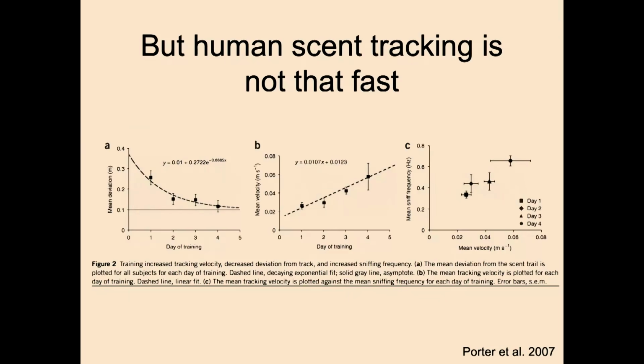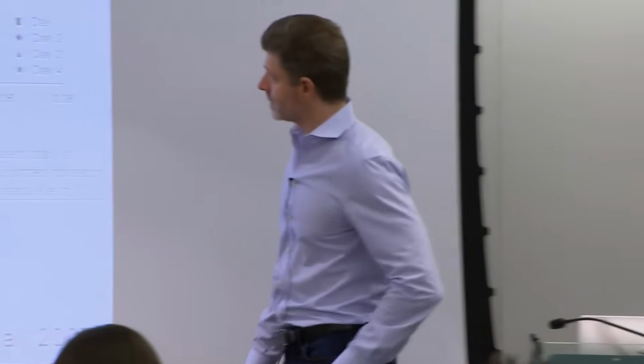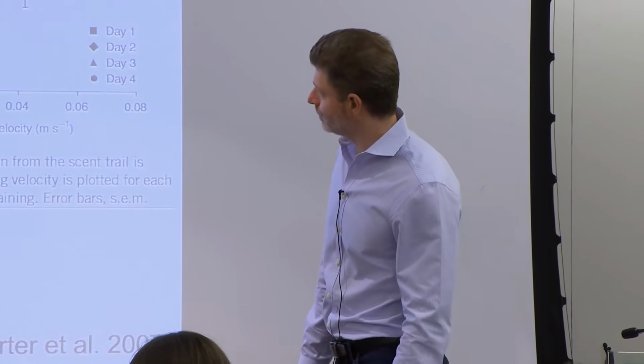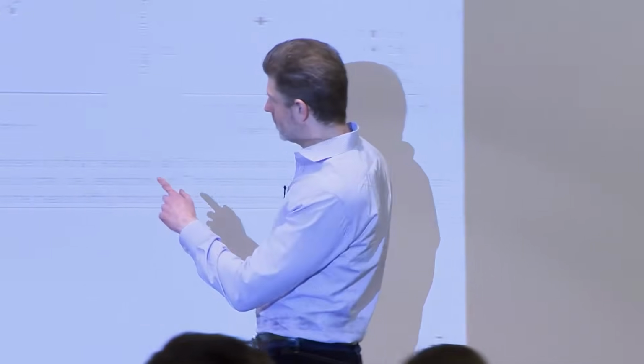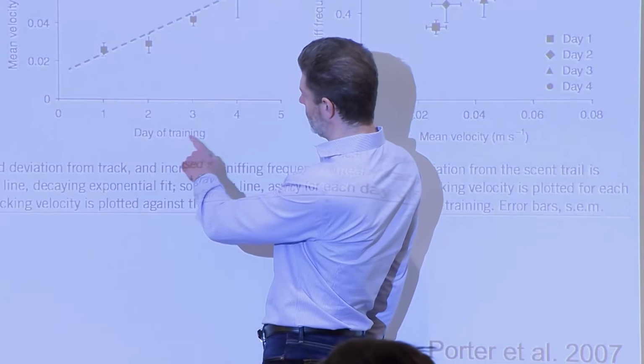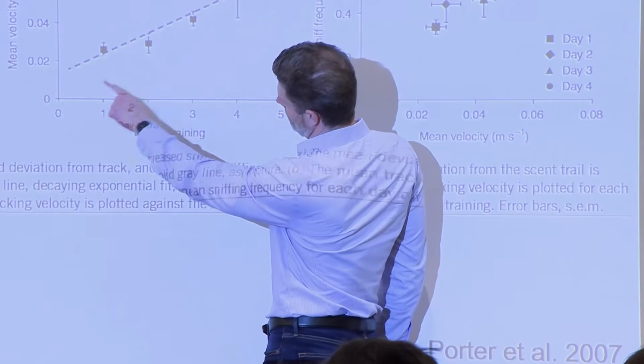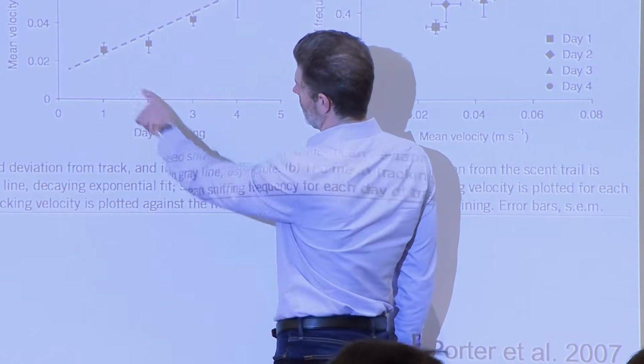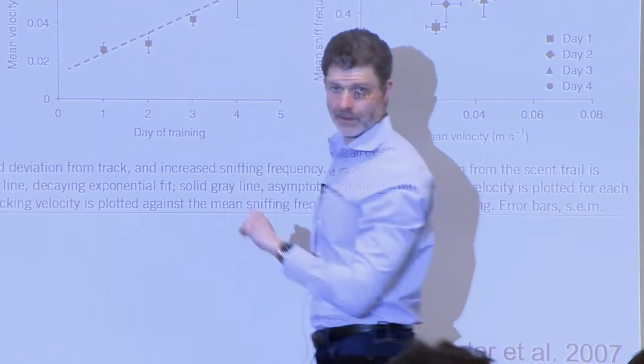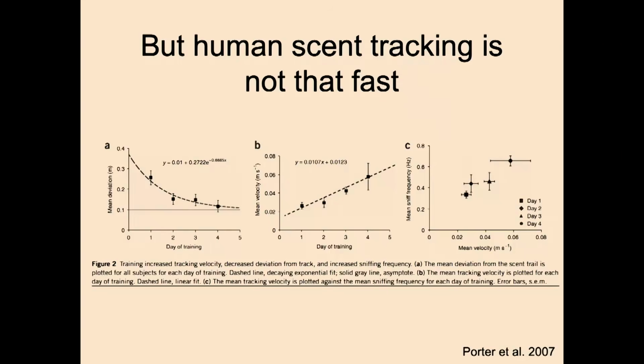But just not to take this too seriously, humans are pretty slow compared to a lot of animals. This is showing, I guess they had people do this over multiple days, and people do get better at this. But this is the mean velocity in meters per second squared, and so the absolute numbers here are very, very low, right? 0.05 meters per second squared. It's very, very, very slow. But you can do it to some extent.